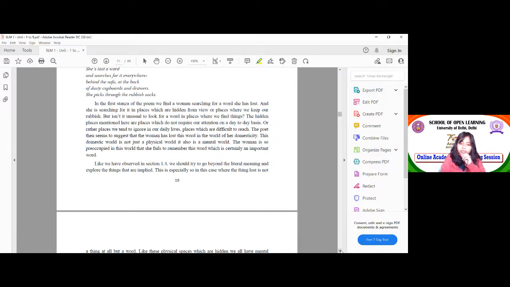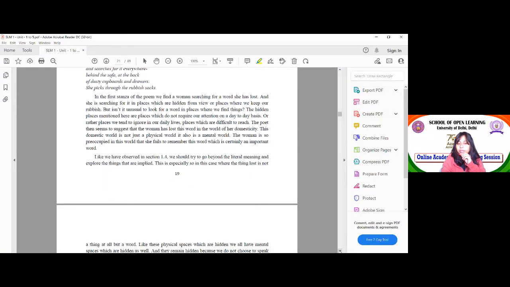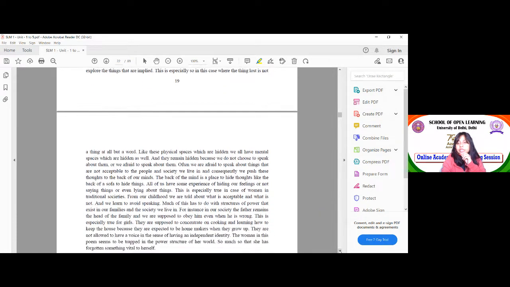and she can't remember it. Like we have observed in section 1.4, we should try to go beyond the literal meaning and explore the things that are implied. This is especially so in this case where the thing lost is not a thing but a word. Like these physical spaces which are hidden, we all have mental spaces which are hidden as well.